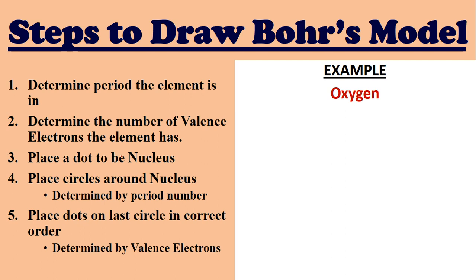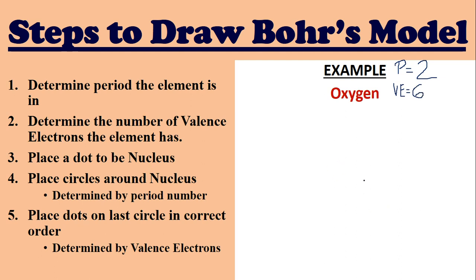The first step is to determine the period the element is in. Let me change colors real quick to blue. So we have oxygen. We need to figure out what period it's in. If you look on your periodic table, you figure out oxygen is in the second period. Then the next step, determine the number of valence electrons the element has. So we're working with oxygen, we're looking for valence electrons. If you use your labeled periodic table, you would recognize that oxygen has 6 valence electrons.